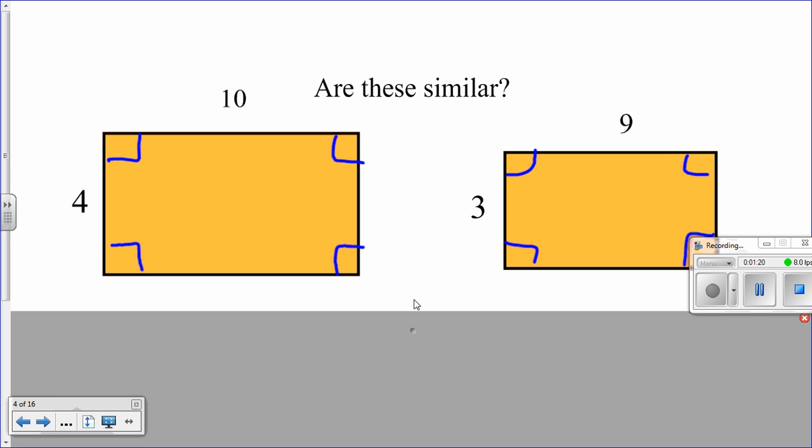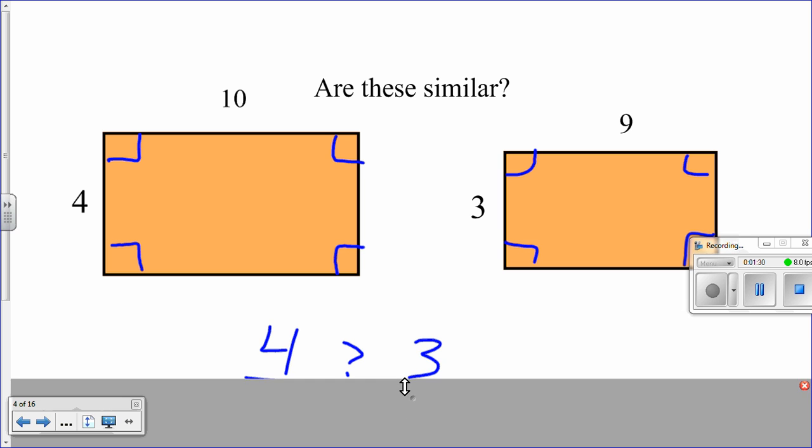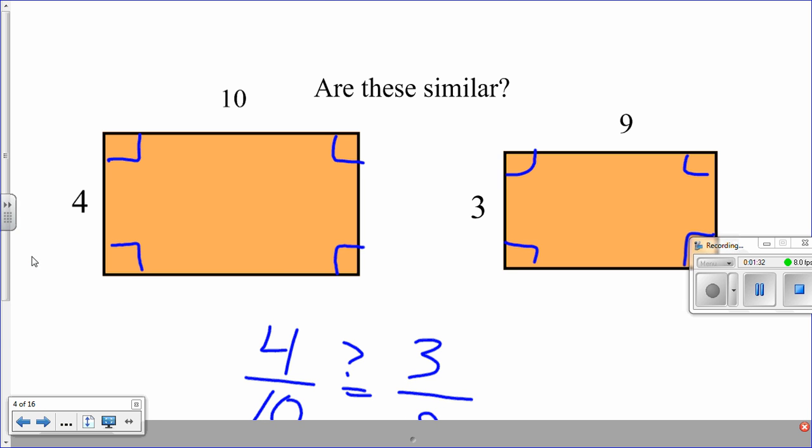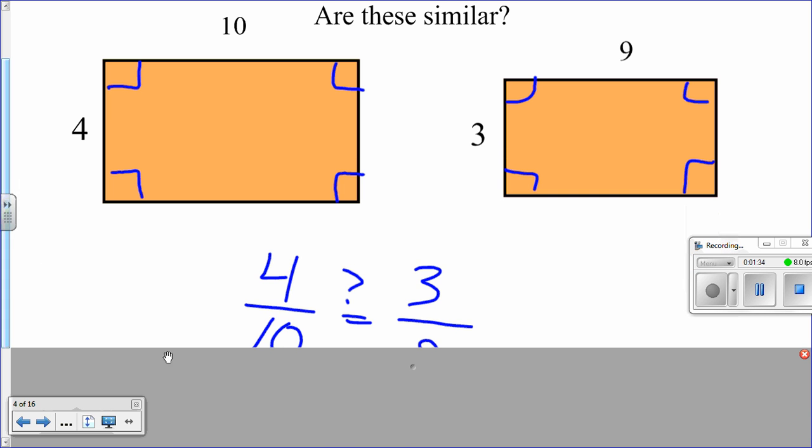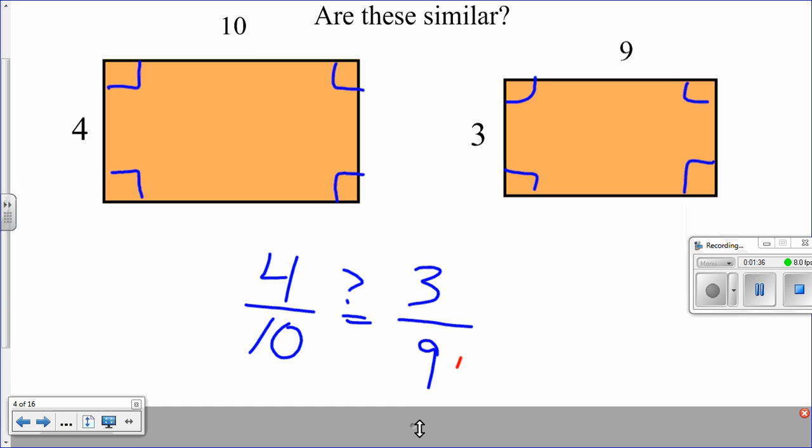Are these similar? Here's two rectangles. The angles are all the same, but we need to check to see if the sides are in proportion. So we would compare 4 to 10. Is that equal to 3/9? Again, short side compared to long side, short side compared to long side. You have to set your proportion up the same way on both sides of the equal sign.